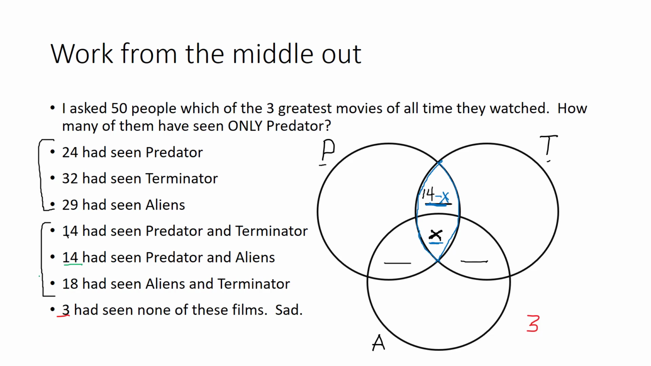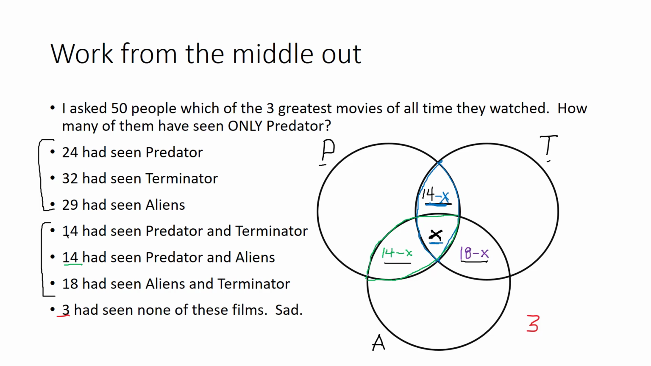14 had seen Predator and Aliens. That's the same deal here. 14 minus x, because we're talking about this sector in here. And 18 had seen Aliens and Terminator. Not bad. So there we go, we've gotten those dealt with. Very similar to the 2-set Venn diagram previous. Same idea.